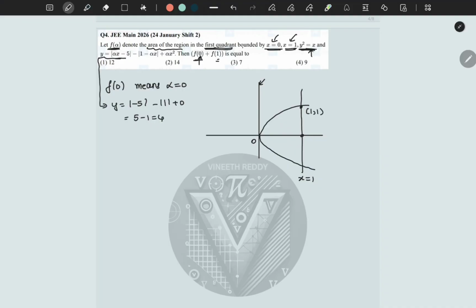How do we get that? Replace x equals to 1 in this particular equation. We get y square equals to 1. So y is equals to 1 is the point above the x-axis, right? And we need the first quadrant, so we are taking this.